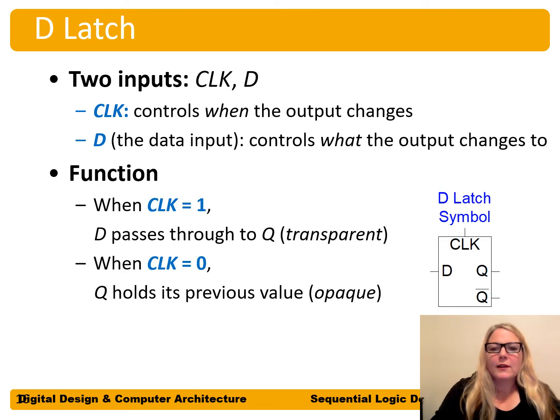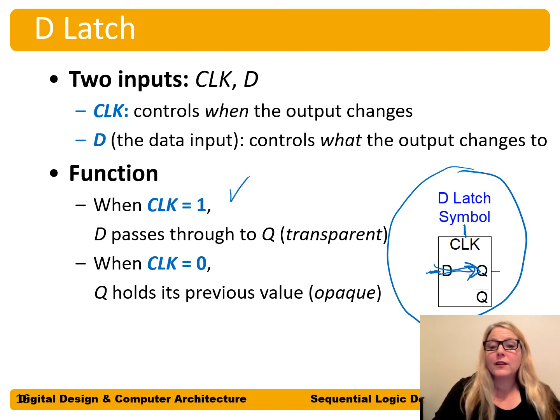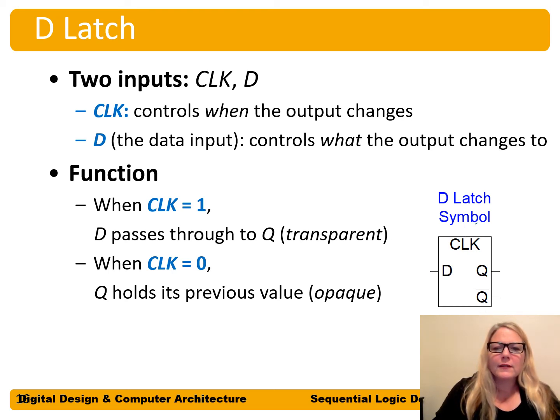So here's our symbol for this D latch. We have a D input, and we put our clock input on the top because it's a control input. It's controlling when D can pass through to Q. So when clock is equal to 1, D just passes through to Q, and we call the latch transparent because D can see through to Q. When clock is equal to 0, the latch is opaque and Q just retains its previous value.